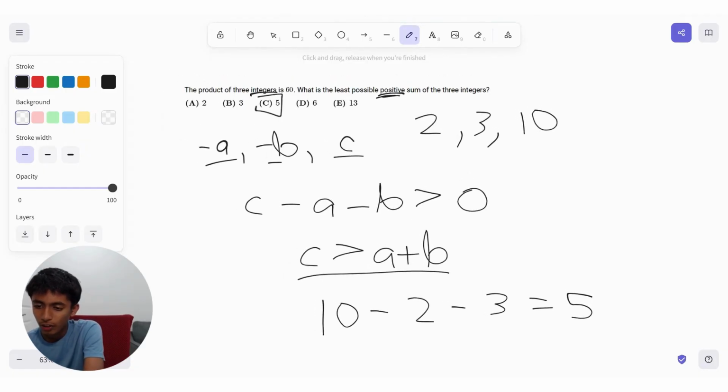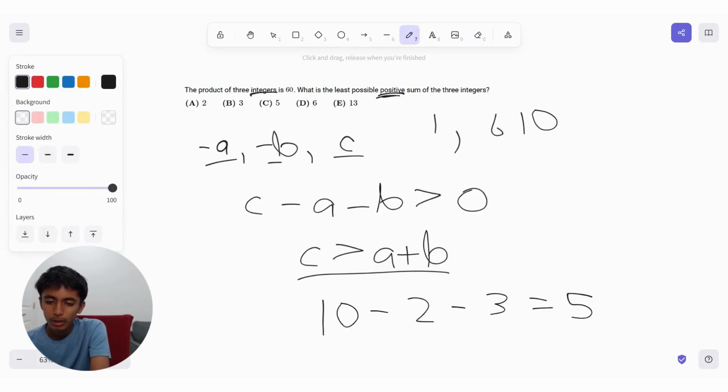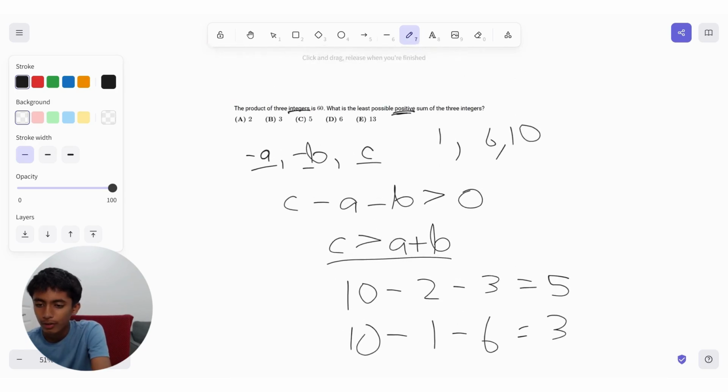Now, we could just call it 5, but let's also see if there are any other possible values that we could pick. So instead of 2 and 3, maybe we can do 1 and 6. And that gives us 10 minus 1 minus 6 is equal to 3. And we see that that's less than 5.